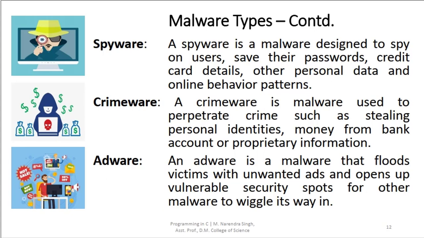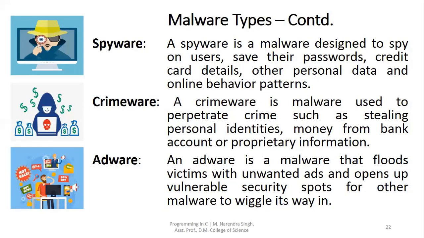Spyware is a kind of malware designed to spy or steal our passwords, our credit card details, our personal data, and other online behavior patterns. Similarly, crimeware is also a kind of malware designed to perpetrate crimes, such as stealing our personal identities, stealing money from bank accounts, and other proprietary information if we are a company. So crimeware is more dangerous than spyware.